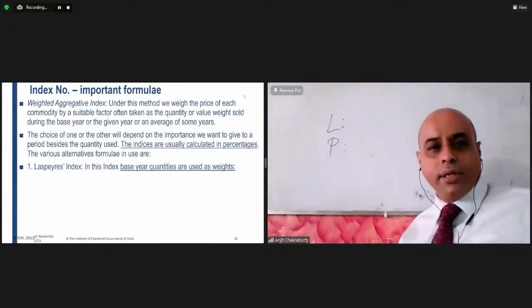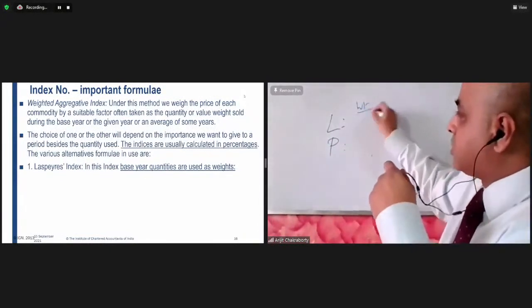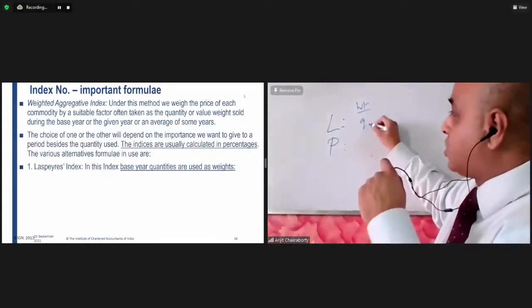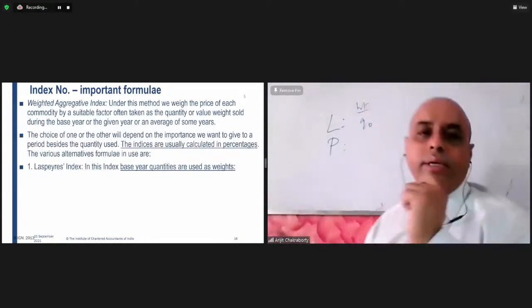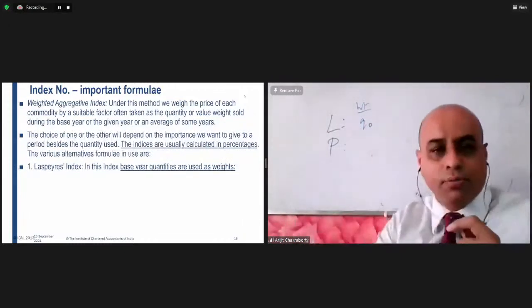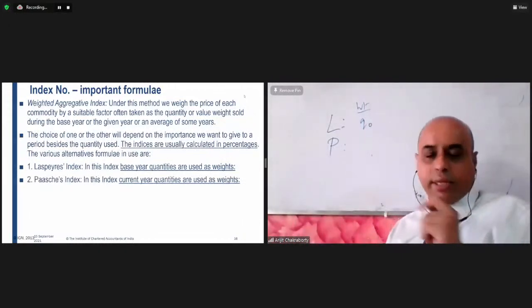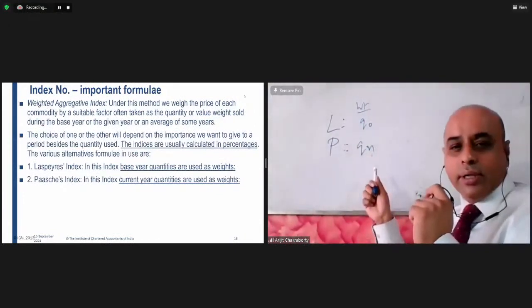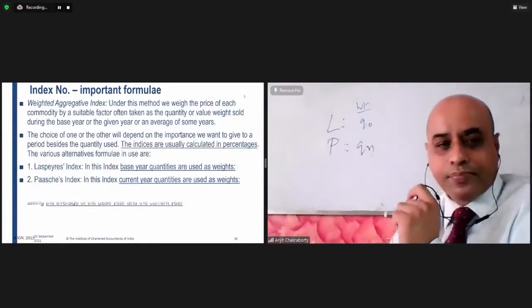For the last period index, the weight used is always the weight of the base year. That means the weight is Q0, the quantity used in the base year. And we will see the formula. The past year's index will always have the weight of Qn. That means the current year quantities are used as the weights.